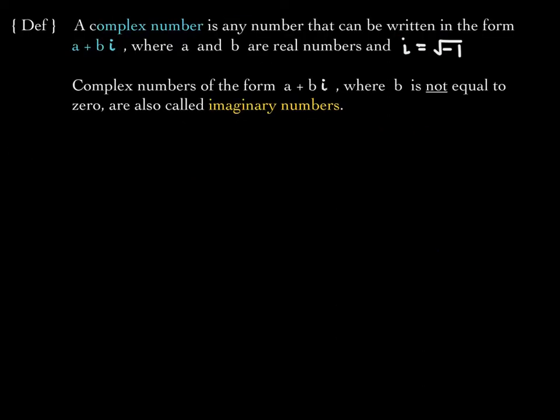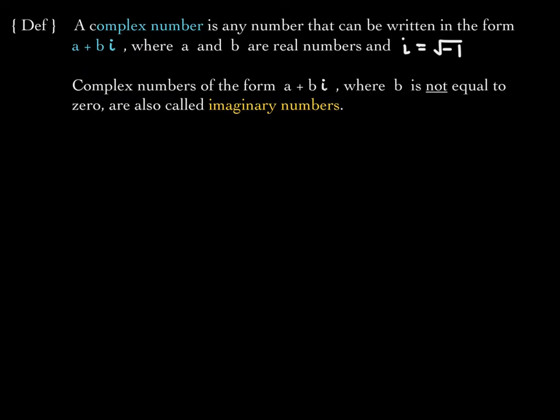All right, here's our definition for a complex number. A complex number is any number that can be written in the form a plus bi, where a and b are real numbers and i is equal to the square root of negative 1. Now, complex numbers of this form, a plus bi, where b is not equal to 0, are also called imaginary numbers, okay?